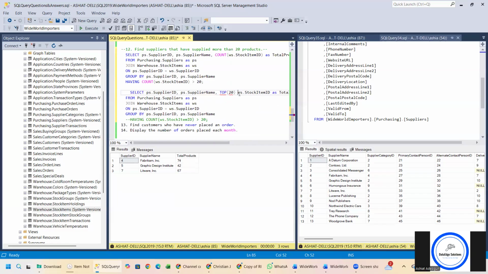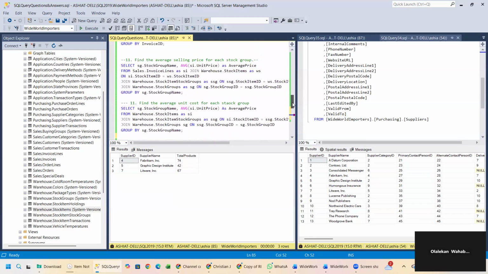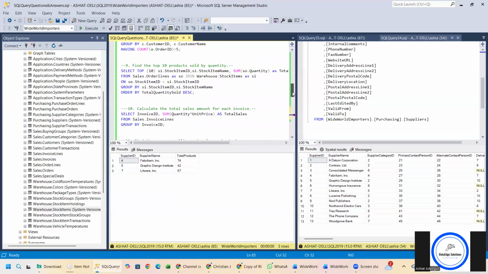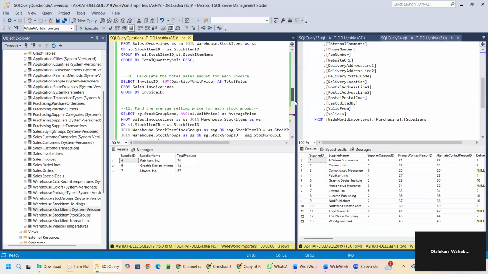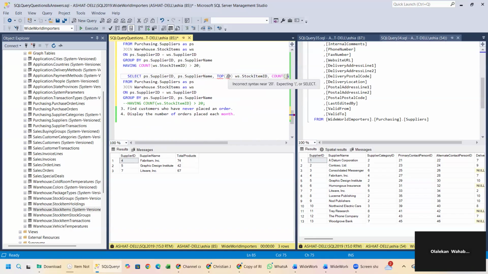If we use count again, since we cannot use sum for stock ID, there are different things we can use. Let's try it. We can use count as total something. Comma, count. What are we counting? The same thing, count WS dot stock item ID.